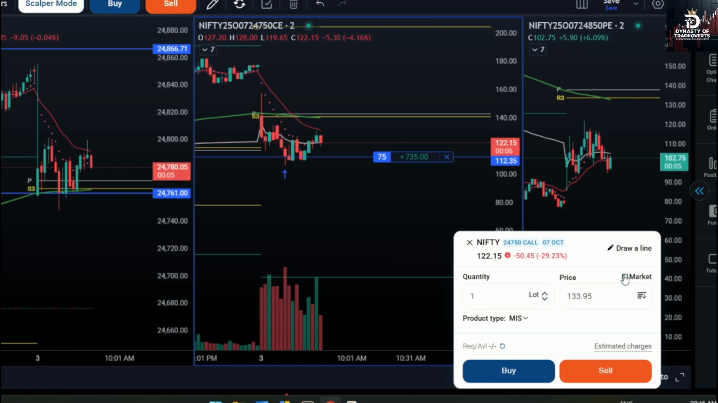So I'm just trying to hold on to my winner. My stop loss is fixed. I know that if it breaks down this pin bar candle, I will exit this trade.